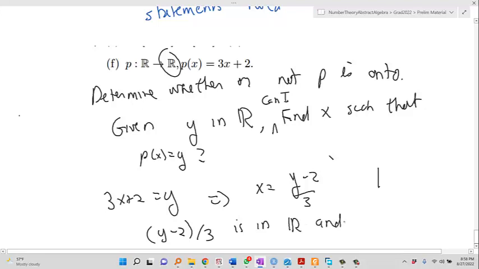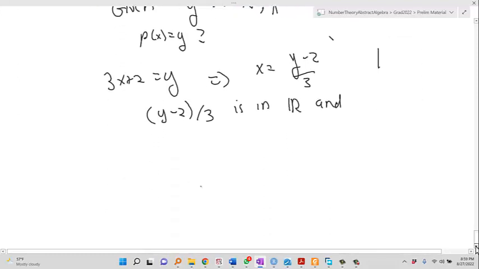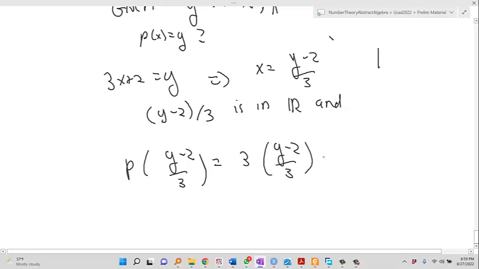And you can verify that P of (y minus 2) over 3 is equal to 3 times (y minus 2) over 3 plus 2, and that is equal to y. So for any y in the codomain, I can find an x such that P of x equals y. So P is onto.